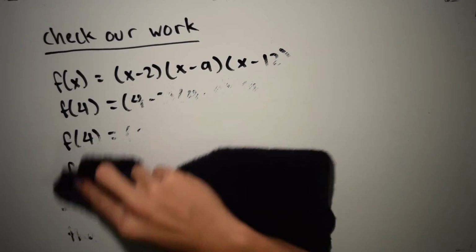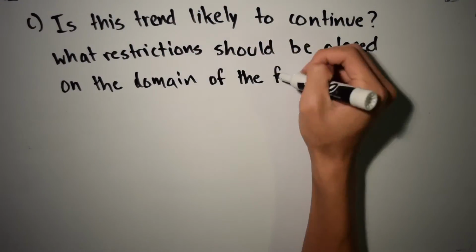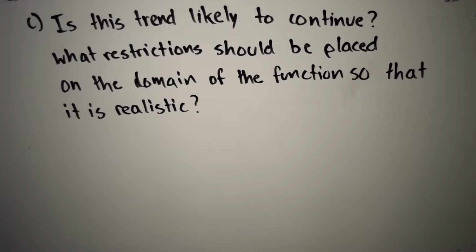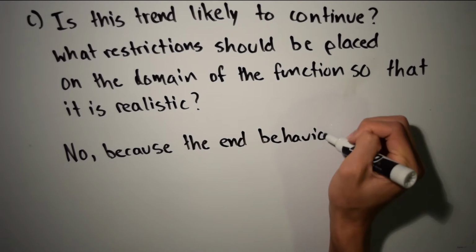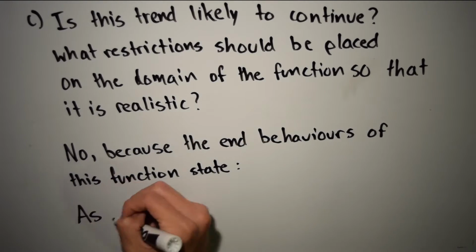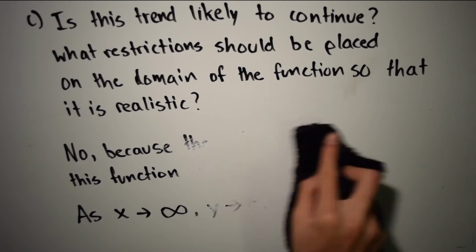Finally, on to part C. This question asks, is this trend likely to continue? What restrictions should be placed on the domain of the function so that it is realistic? Looking back at our graph, we can see that the trend of this graph is as x approaches infinity, y approaches infinity. This means, in the context of this question, that as the years progress, the company's profits would keep on increasing forever. If this was the case, I would invest some stocks ASAP, but in reality, this trend is not very likely to continue. So, to answer the question, no, because the end behaviors of this function state as x approaches infinity, y approaches infinity, and this means that the company's profit would increase forever, which is not likely at all.